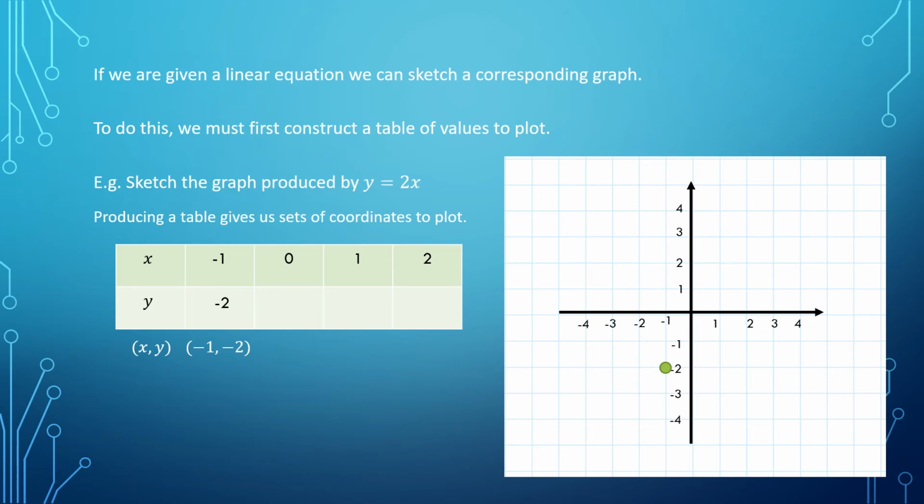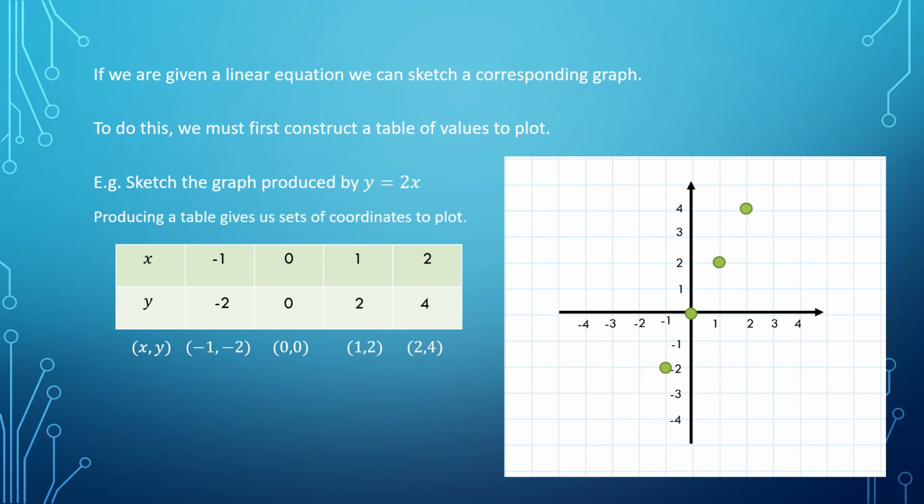The next x value I've got is 0, and when I do 2 times 0, I just get 0. So I get a second set of coordinates of 0, 0. I can plot that on my graph. Thirdly, if x is 1, I can do 2 times 1, and that's going to give me 2. So I've got a set of coordinates 1, 2, again plot that on our graph. Lastly, if x is 2, 2 times 2 is 4, and so we get a coordinate of 2, 4.